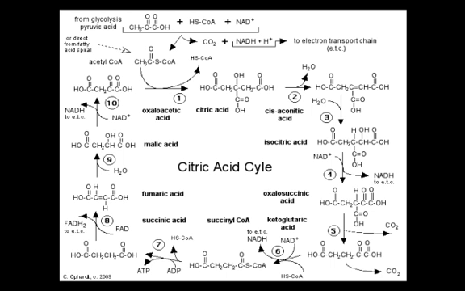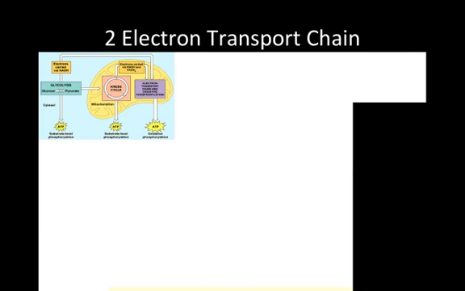Here's a diagram in a bit more detail. Pretty busy place, that mitochondria matrix. All the enzymes are left out of this diagram too. Now for the last part, the electron transport chain.